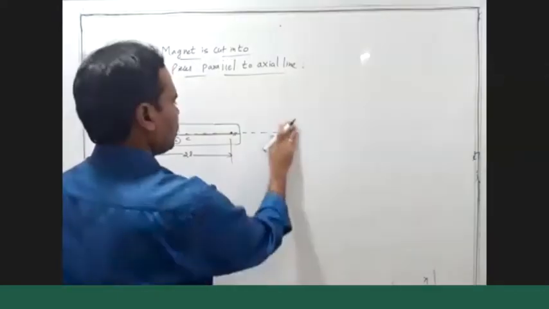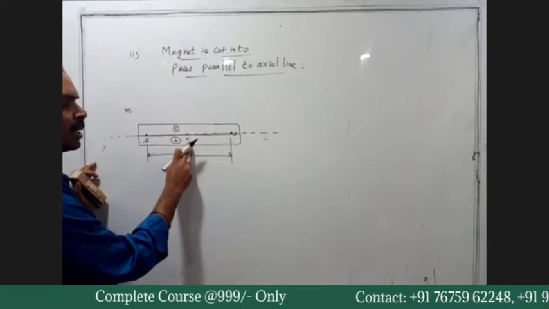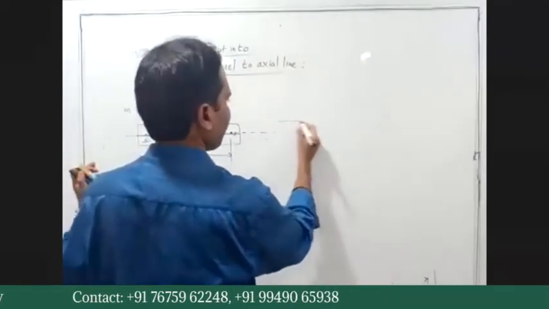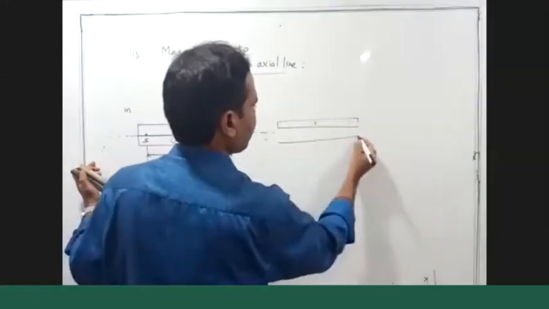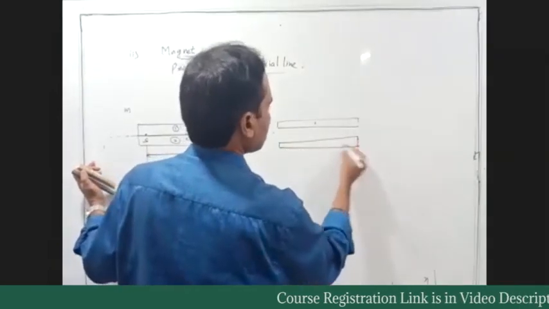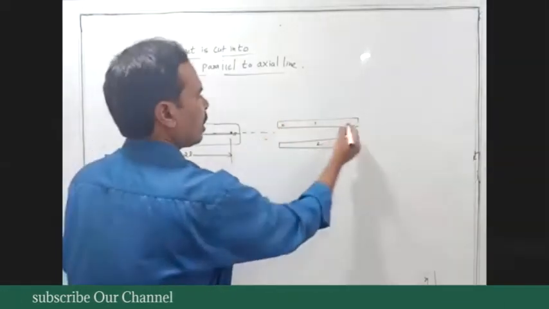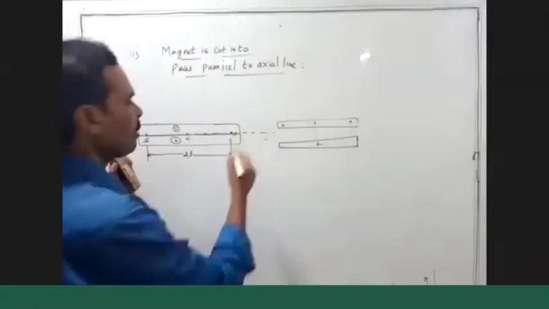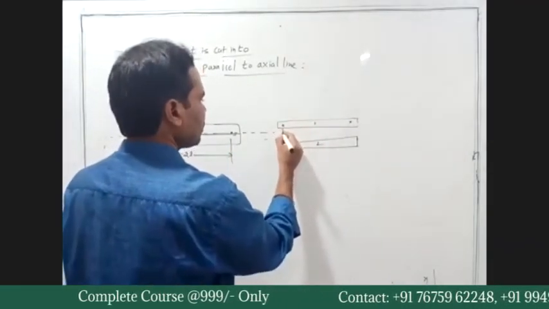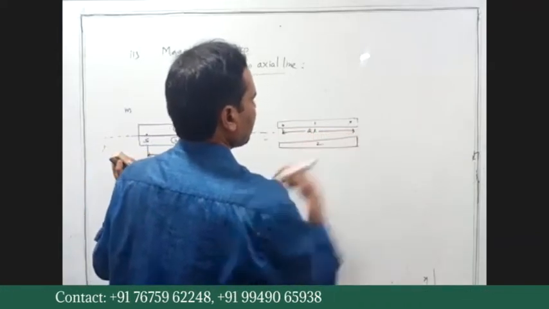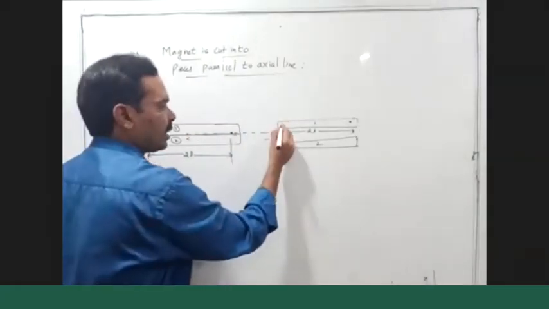Then part 1 acts like a magnet and part 2 acts like a magnet. So I am representing here: this is part 1 and this is part 2. Here, part 1 and part 2 have the same magnet length. Whatever the length of this one, this also has the same length. The length is the same, but what changes here is the area of cross section.